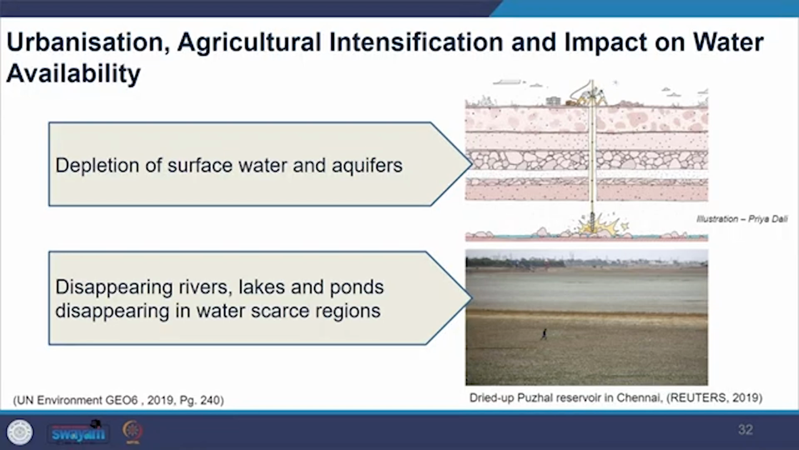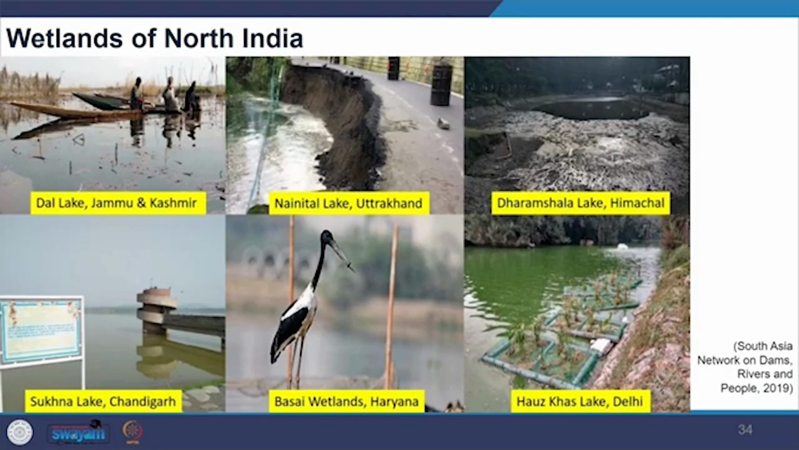Further, we see that many rivers, lakes and ponds are disappearing in water scarce regions. So we are also seeing complete disappearance of rivers, lakes and ponds. Despite the environmental significance and associated support services, as wetlands have a lot of value, wetlands have been subjected to degradation for many decades. So we are going on losing them, and the condition is deteriorating. As we can see in these images, this is the present situation of wetlands in North India as they continue to suffer.